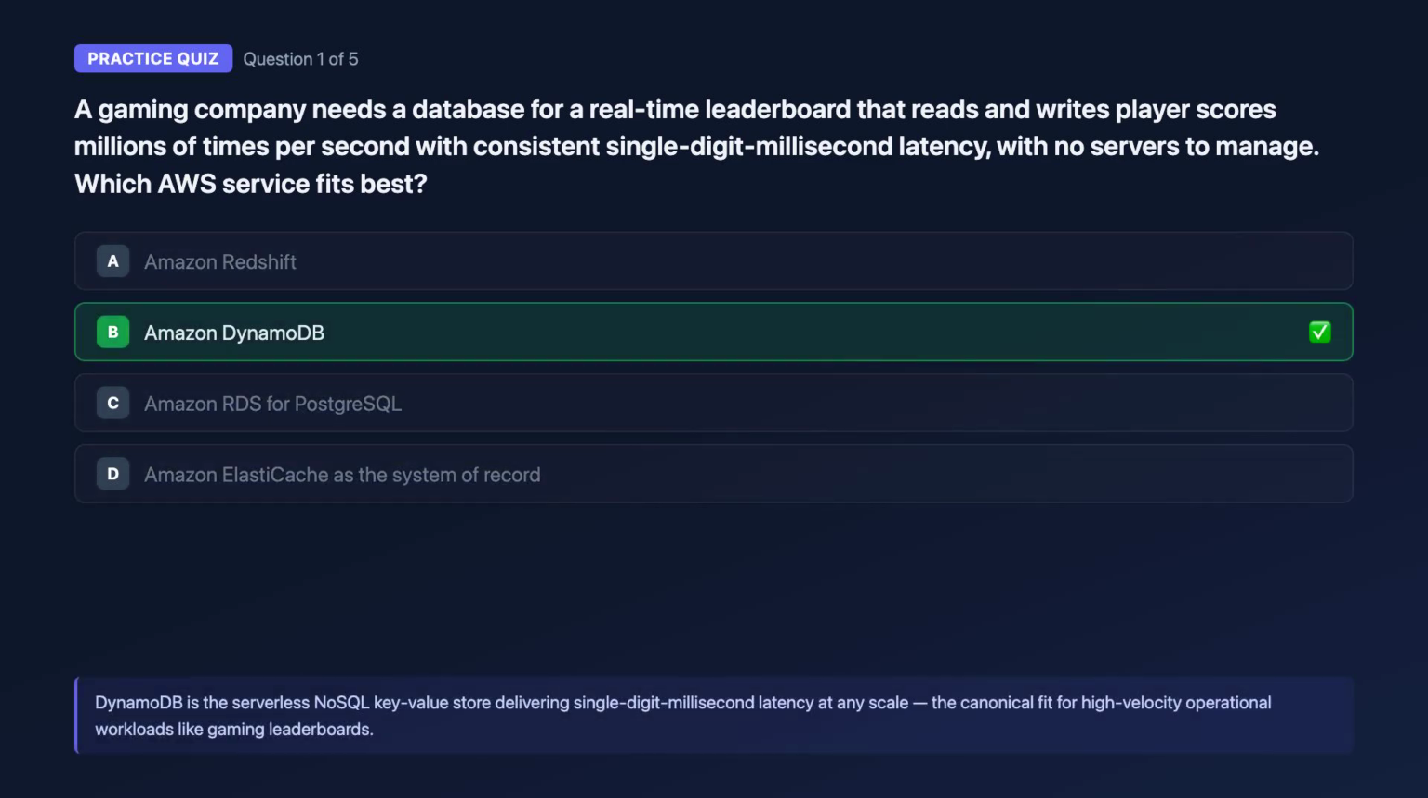This one is B, DynamoDB. It's the serverless NoSQL key-value store built for single-digit millisecond latency at any scale, a textbook fit for a high-velocity gaming leaderboard. Redshift is for analytics, RDS would buckle at that velocity, and ElastiCache is a cache, never the system of record.